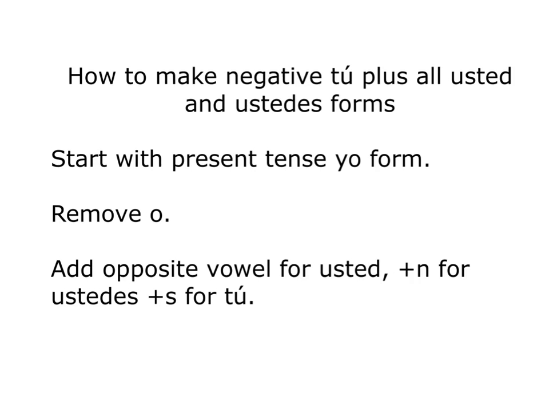Okay, now negative tú commands are made the same way as usted command forms and ustedes. We start in one pretty weird place. We start with the present tense yo form and remove the o. And then we mess around with the opposite vowel. So for usted command, we just put on the opposite vowel. For ustedes, we add the opposite vowel plus n. And for a negative tú command, we take the opposite vowel and add an s.